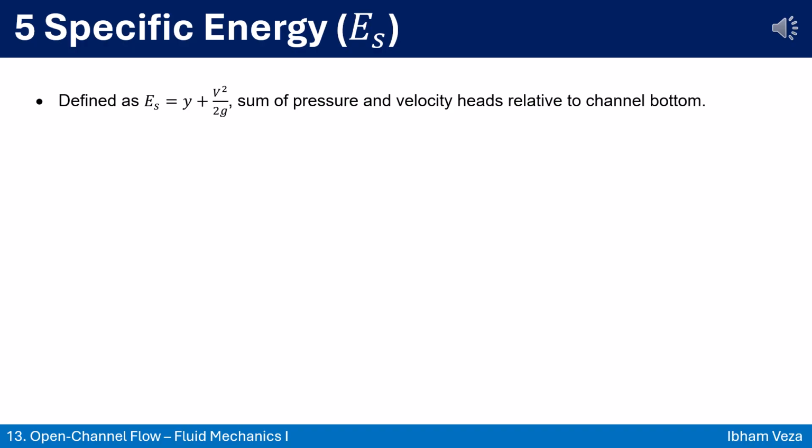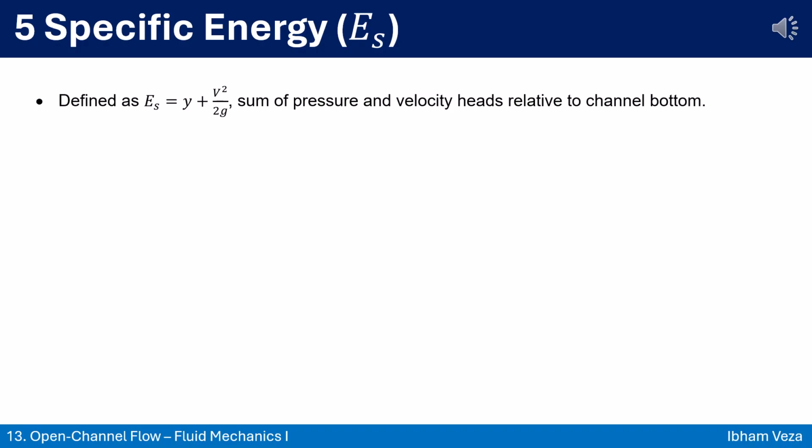Simple formula, powerful implications. The term y represents the depth of flow, which accounts for the pressure head due to the water's weight. The second term, v squared divided by 2g, is the velocity head, representing the kinetic energy per unit weight of fluid. Together, they make up the total mechanical energy per unit weight relative to the channel floor.